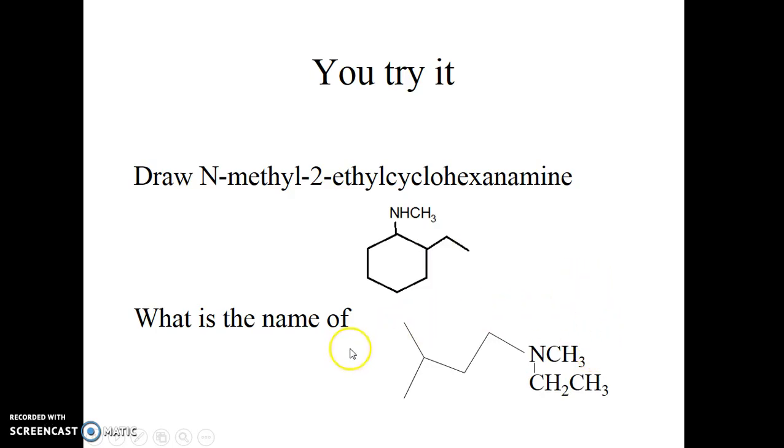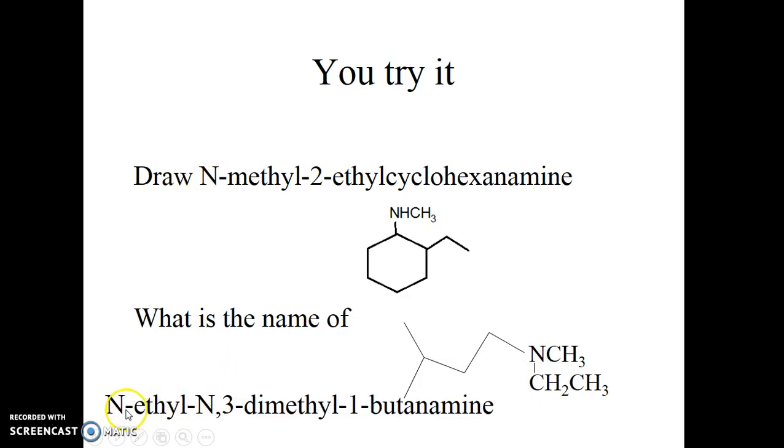So what is the name of this amine? Well, the first thing we have to do is find the longest chain. 1, 2, 3, 4. So that's going to be 1-butanamine. 1 because the nitrogen is on the number 1 carbon. Then we're going to see we have 2 different methyl groups. There's a methyl on the nitrogen and a methyl on the number 3 carbon. So it's going to be N,3-dimethyl. And then on the nitrogen, we also have an ethyl, so we have an N-ethyl. So N-ethyl, N,3-dimethyl, 1-butanamine.